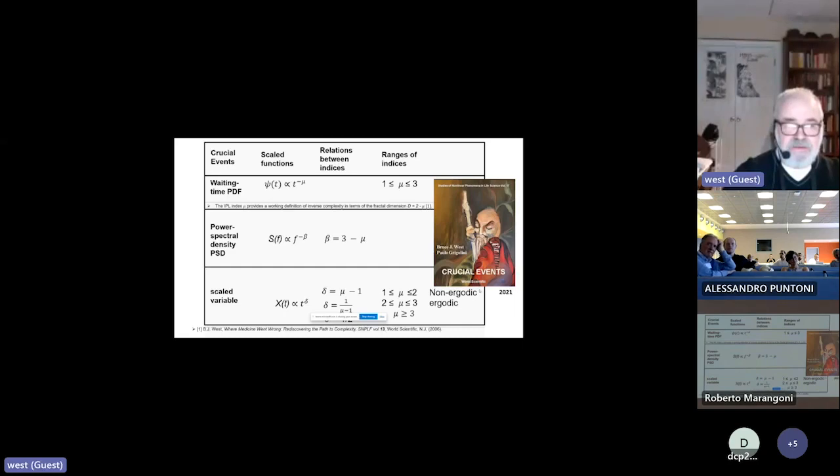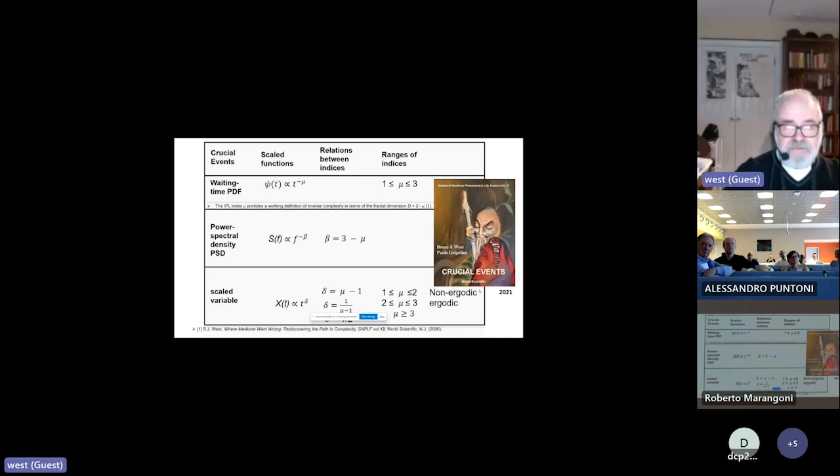with a waiting time probability density function that's an inverse power law. So it has a PDF psi of t proportional to t to the minus mu, where mu is between 1 and 3, which is the domain that he talked about. So when mu is between 1 and 2, you have a non-ergodic process, and when mu is between 2 and 3, you have an ergodic process. And for those of you that need a refresher, an ergodic process is one for which the time averages and the ensemble averages are equal, and a non-ergodic process is one in which they are not.